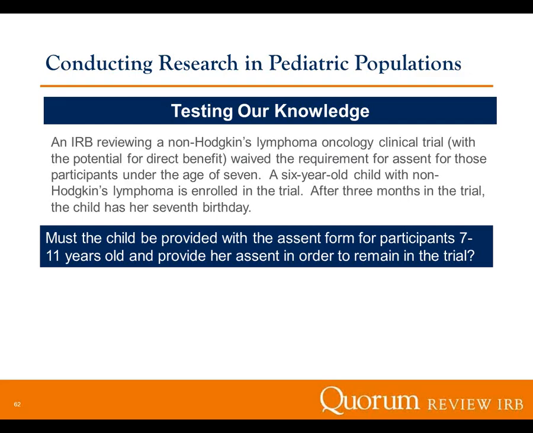After 3 months in the trial, the child has her 7th birthday. Must the child be provided with the assent form for participants 7 to 11 years old and provide her assent in order to remain in the trial? We'll give you a moment to provide your answer.